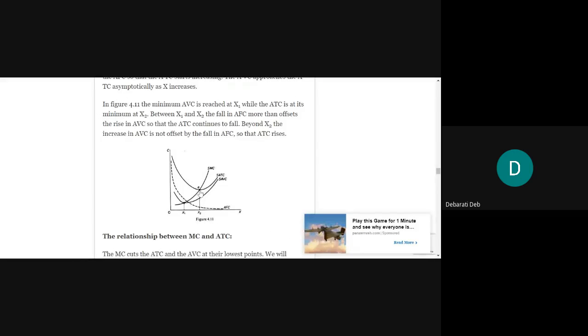It follows that at point A, where the intersection of the MC and AC occurs, the AC has reached its minimum level. At point A, both AC and MC are meeting each other, isn't it? ATC, average cost, and marginal cost are equal over here, right? Also, it indicates that at the point where MC and AC meet, the average cost is the minimum one.